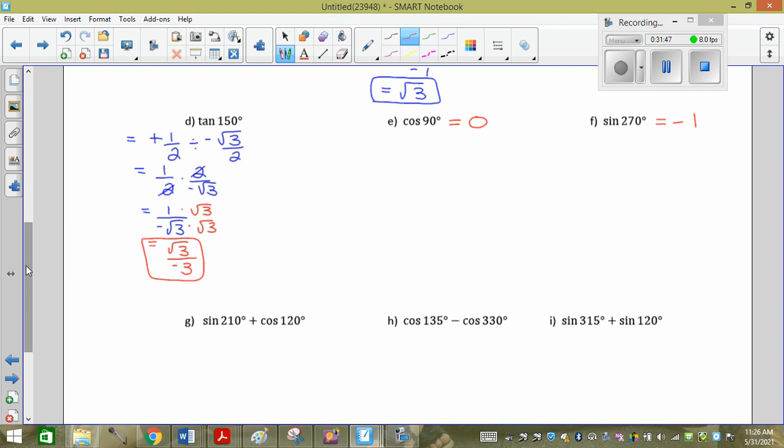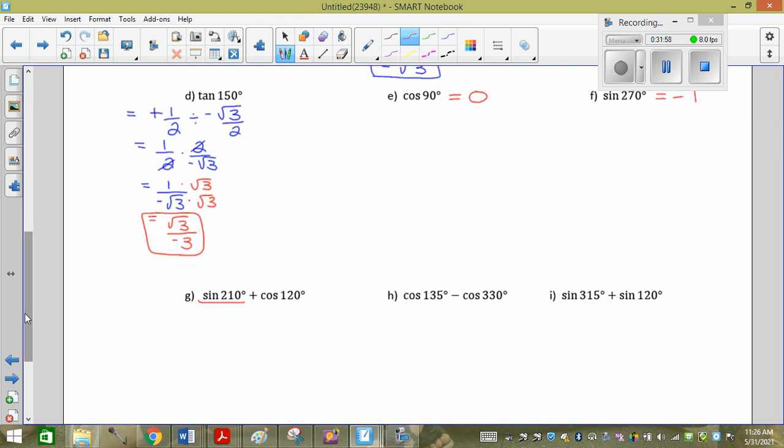Next year, there'll be tans, cotans, cosecants, secants, whole bunch. It's not as nice. So sine at 210, I go to y at 210. My y at 210 is going to be negative a half. Cos at 120 is going to actually be x at 120, which is negative a half. Should get negative 1.